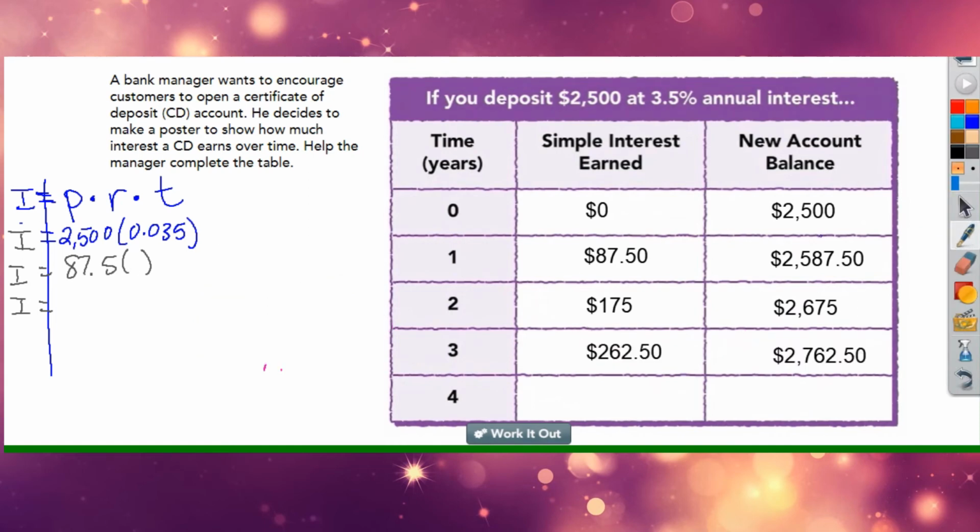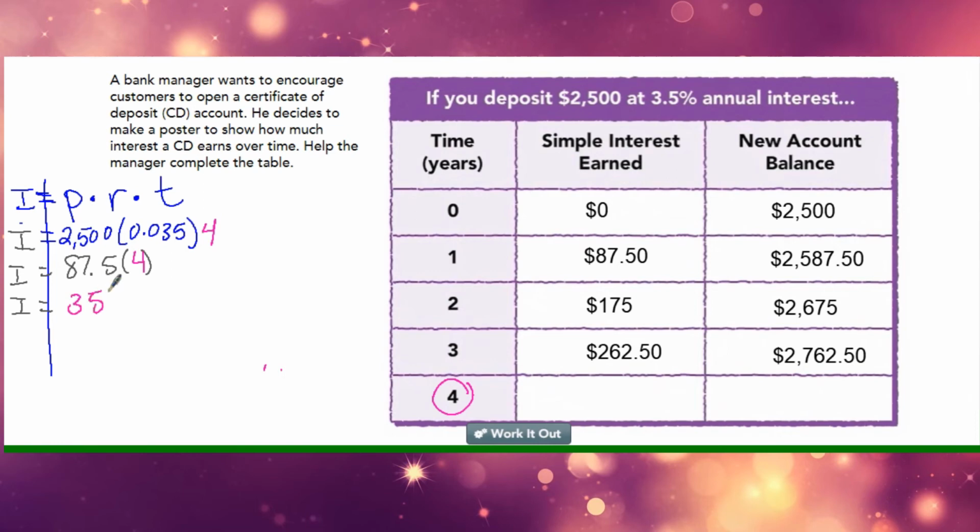Do the same thing, use my simple interest formula. When I multiply these two numbers together, I get 87 and 5/10, and we have to remember to multiply that by 4 because that is the time. And when I multiply 87 and 5/10 by 4, I get 350. So 350 represents the simple interest earned at year 4 mark.